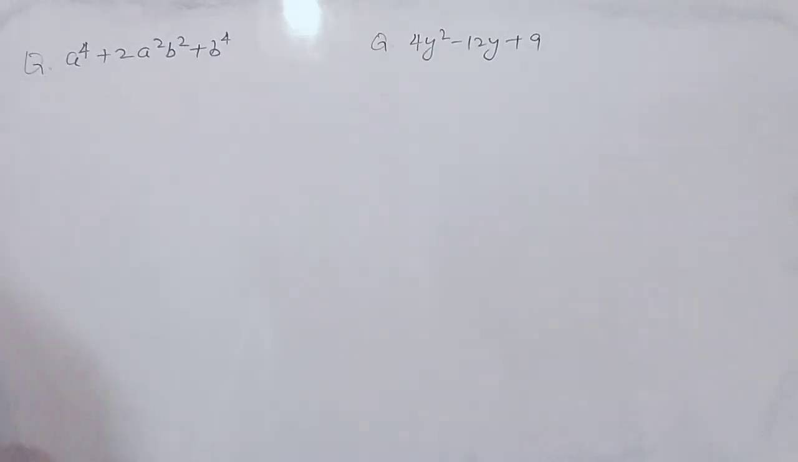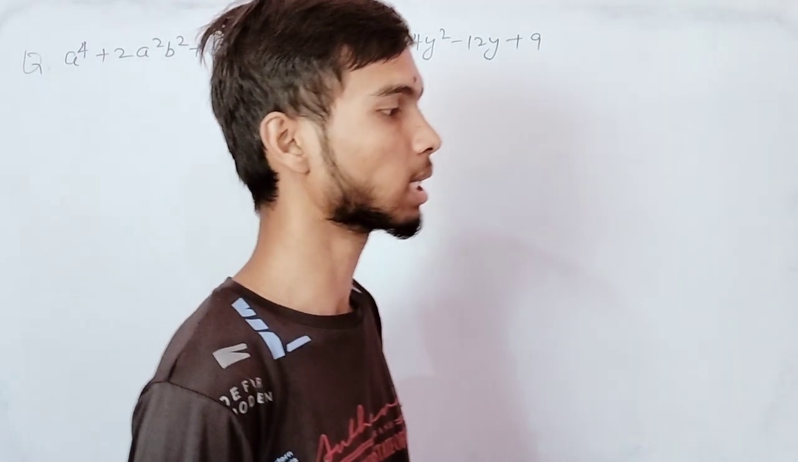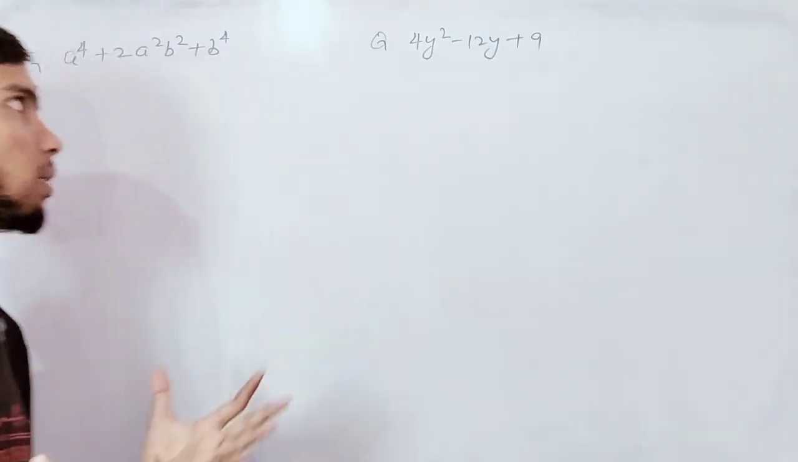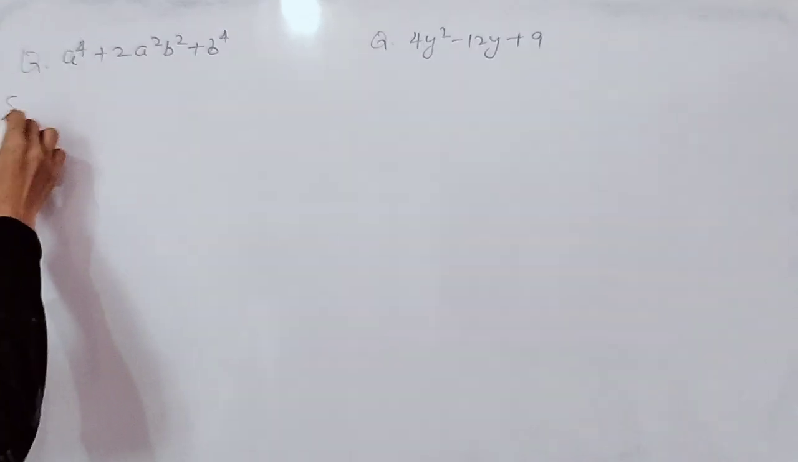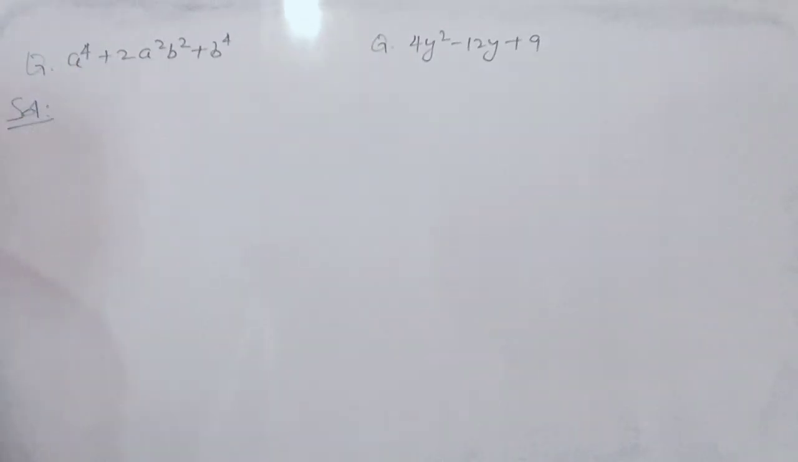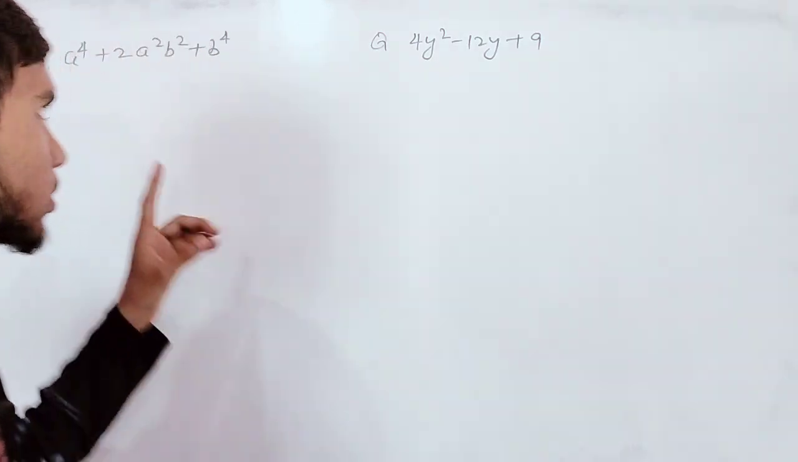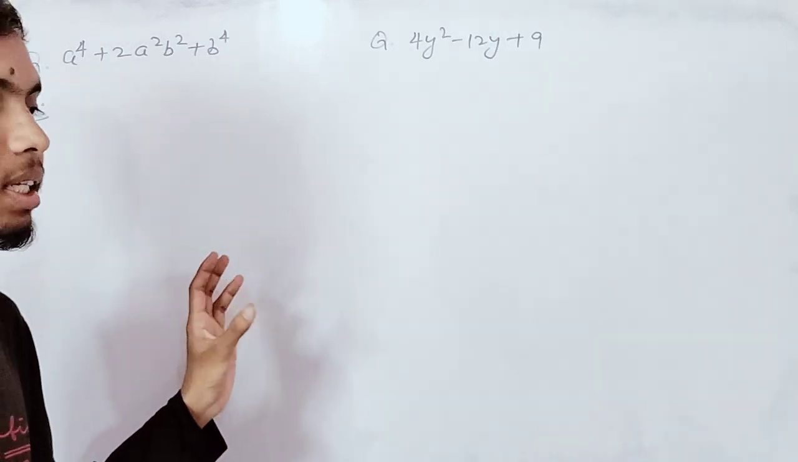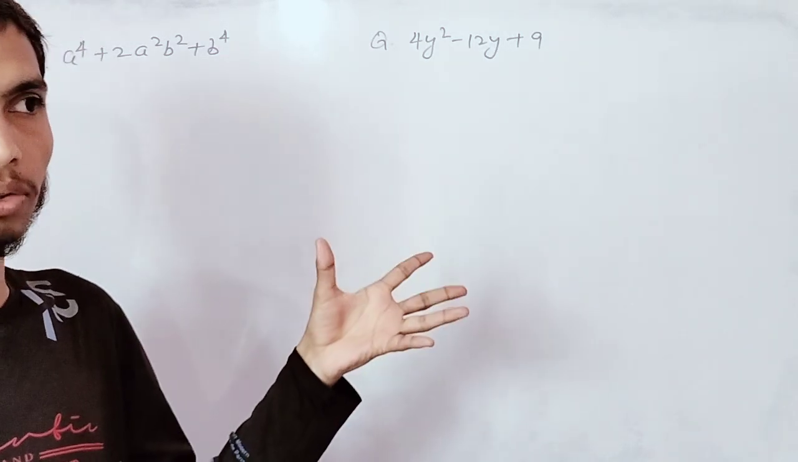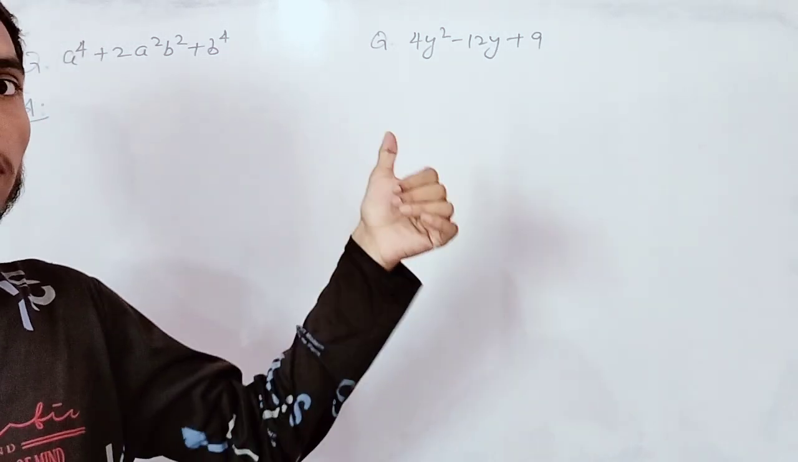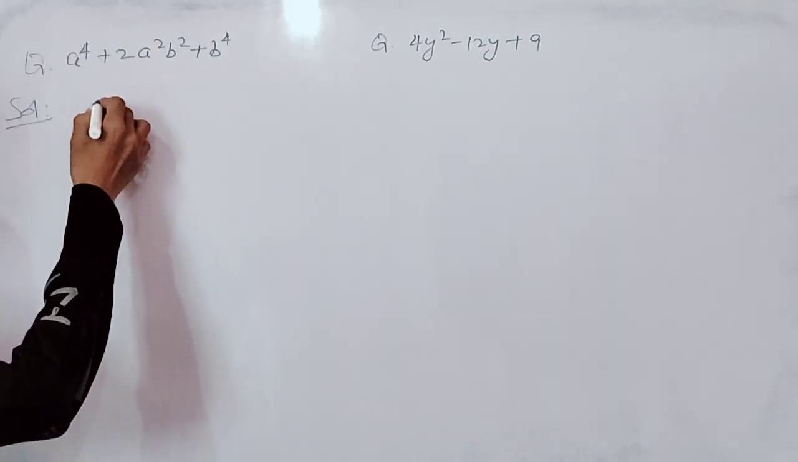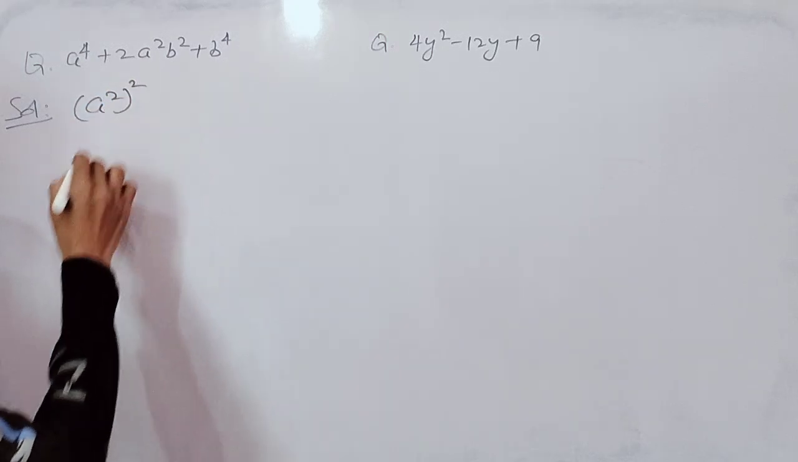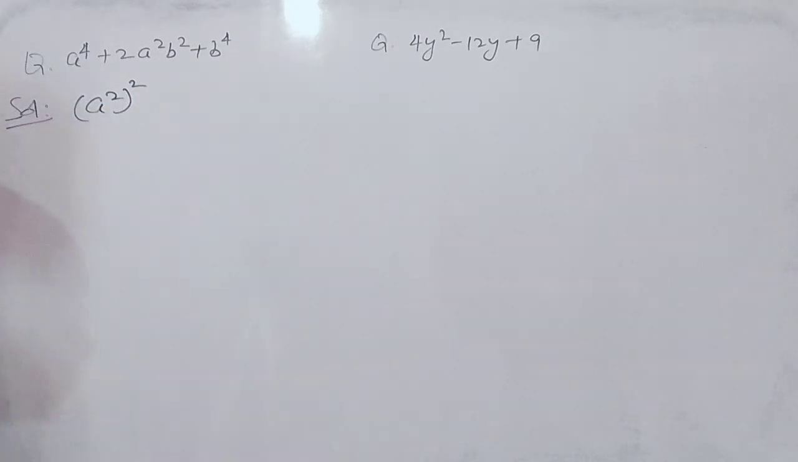Now I told you how to check that algebraic identities can be applied in our question. Just look at the first term of this question. It is a raised to power 4. It can be written as a square raised to power 2, isn't it? a square raised to power 2. As we know, it is the exponent rule.